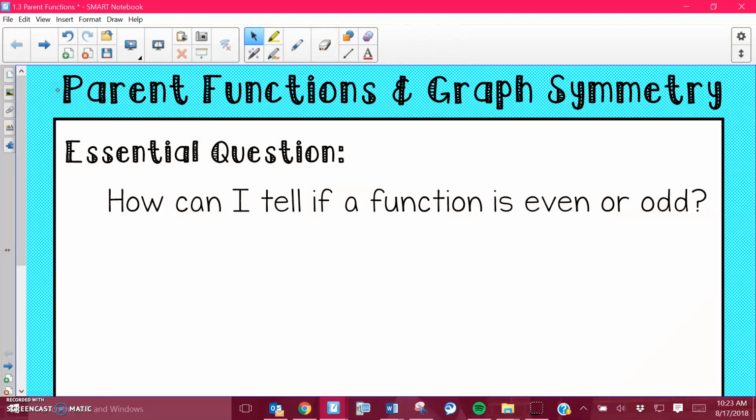Guys, today we're going to review what our parent functions are, and we're also going to talk about something involving the symmetry of a graph. So your central question today is, how can I tell if a function is even or odd? The first thing we need to do is define what an even and odd function are, and then we can apply it to those parent functions that you've been talking about since Algebra 1, Algebra 2.